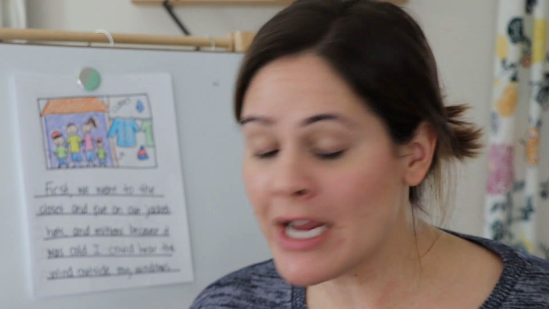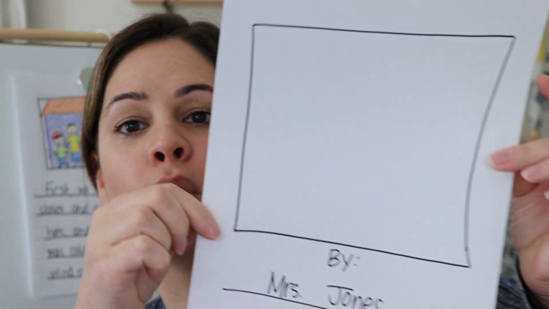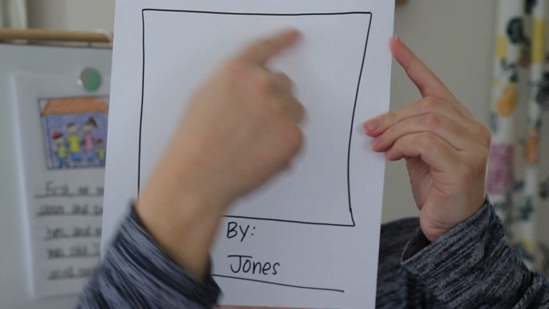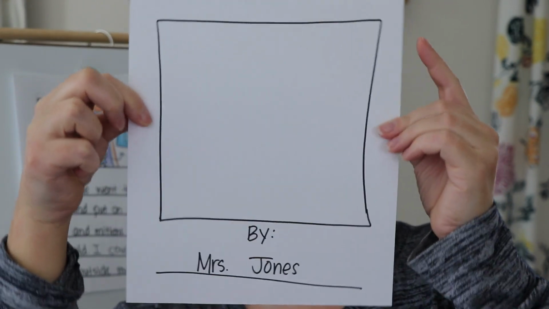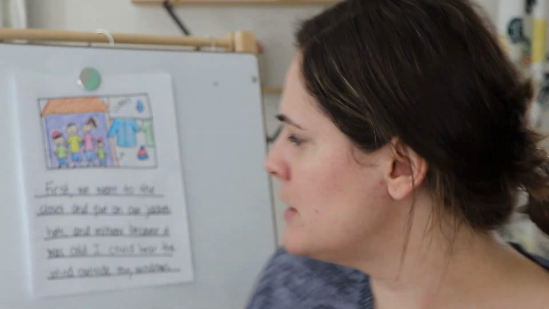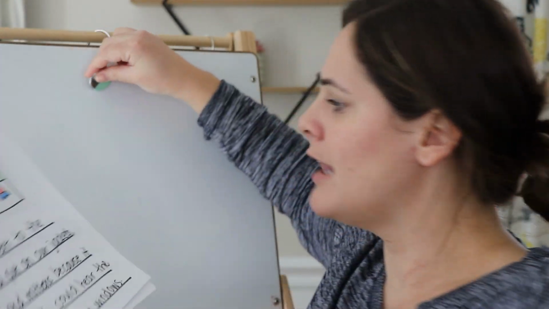Now it's time to publish, but before we do that, we need to do one more thing. We are going to make a cover for our book. This is what mine looks like. All I did was draw a big box in the middle of a blank piece of paper, and down at the bottom I wrote, by Mrs. Jones. So I need to come up with a title for my story, and before I do that, let me walk you through my story one last time. When I reread my story, that helps me think of a title that makes sense.